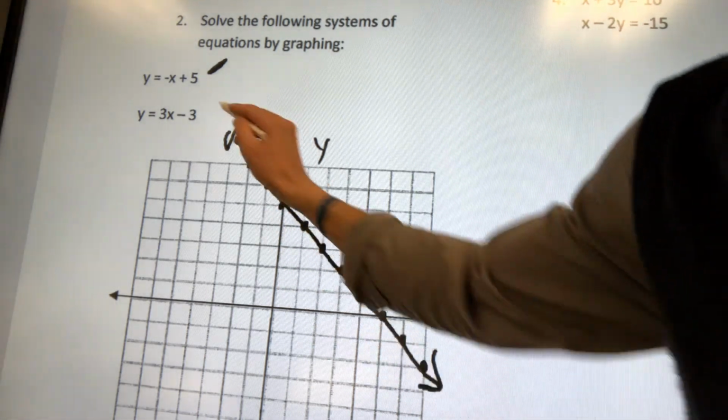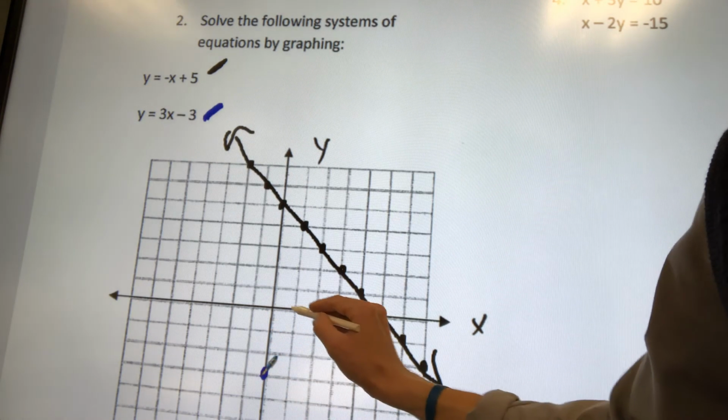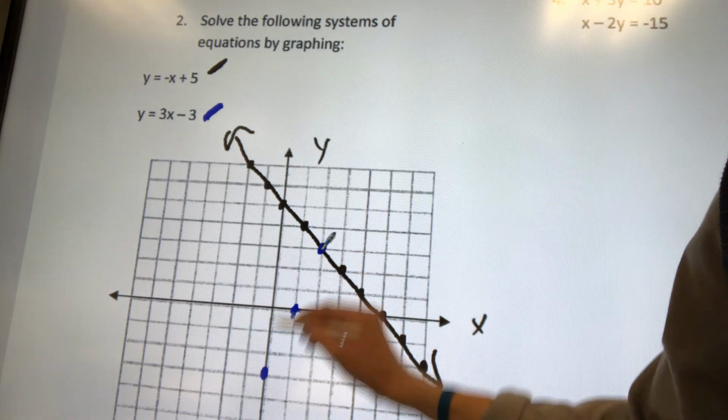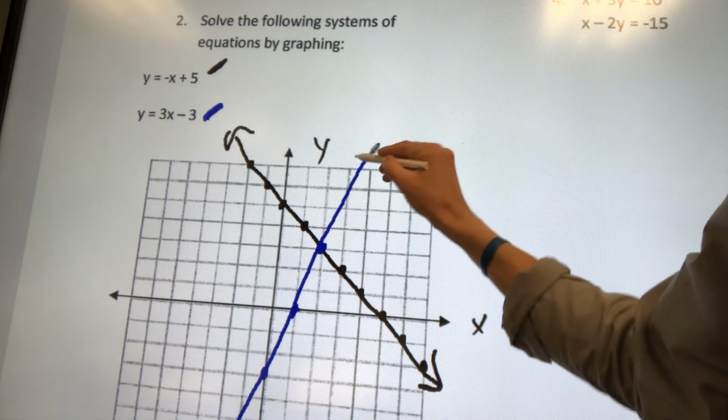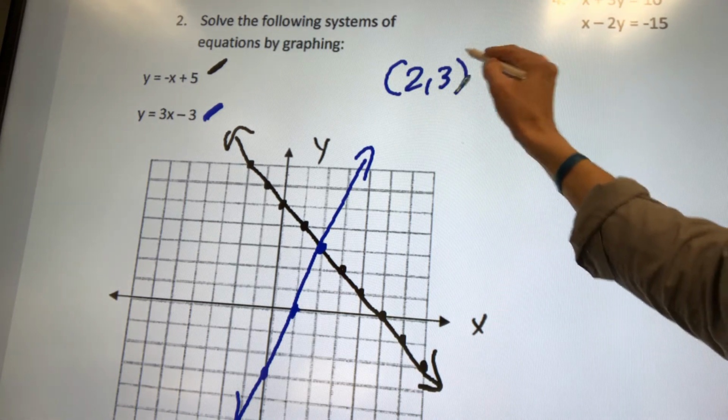Negative 3 is the next one here, the y-intercept: 1, 2, 3. Slope is 3, up 3 over 1, up 3 over 1. Go over 2, up 3. 2 comma 3.